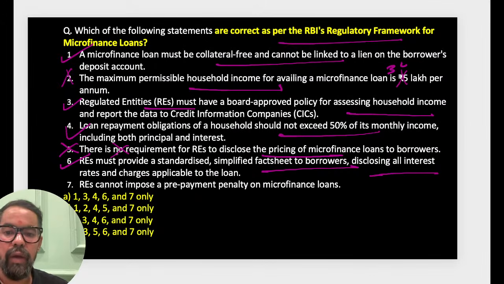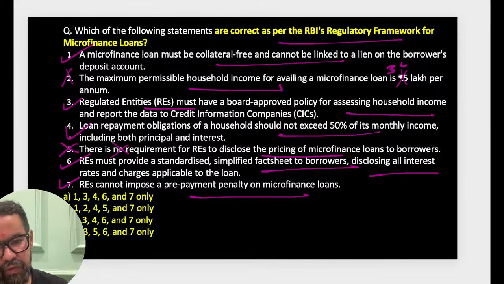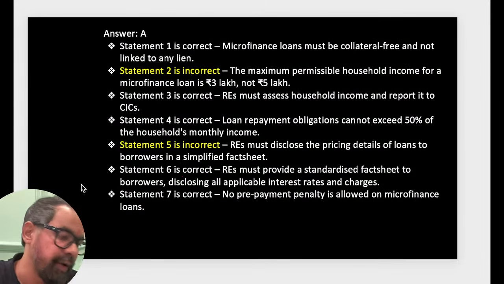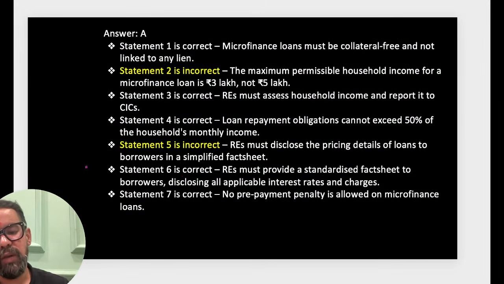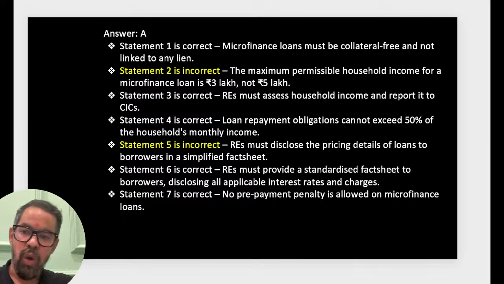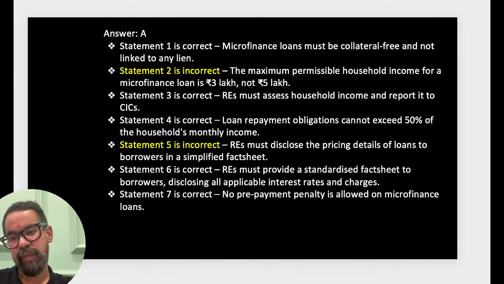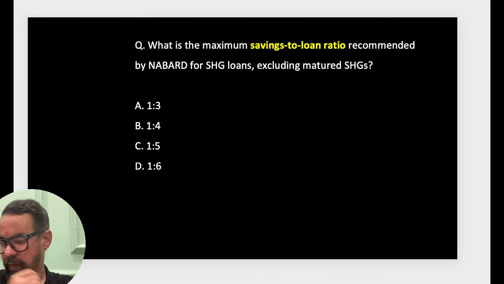Regulated entities must provide a standard simplified fact sheet to borrowers disclosing all interest, charges, applicable loan and others. Yes, bilkul. Regulated entities cannot impose pre-payment penalties on microfinance loans. This is also true. So 1, 3, 4, 6, 7. Statement A only will be the correct answer for this particular one. Next one, guys.